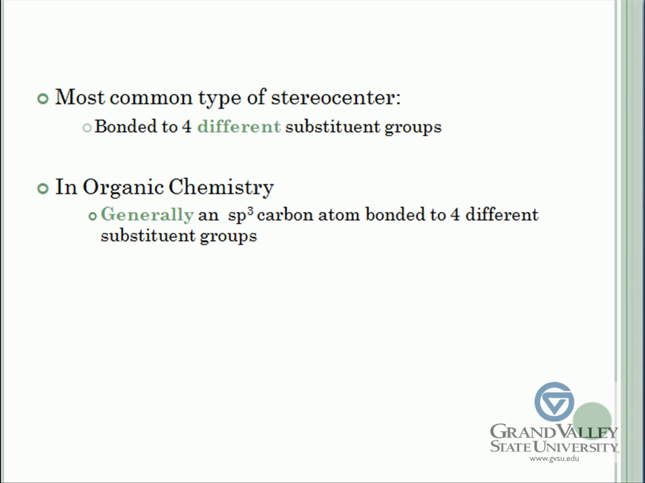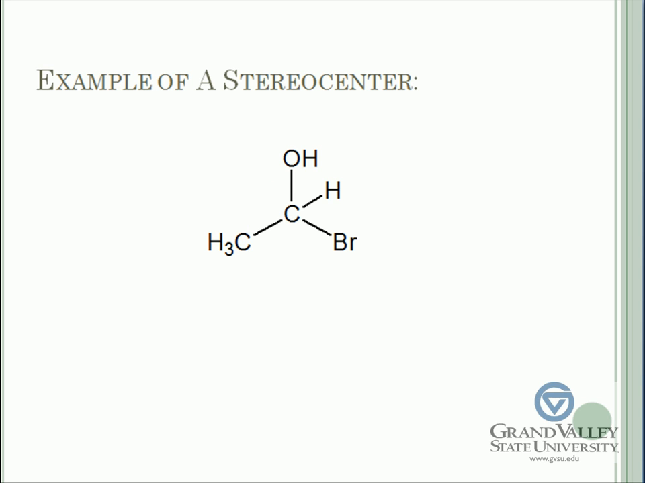The most common type of stereocenter is an atom that is bonded to 4 different substituent groups. In organic chemistry, that generally means we're looking for an sp3 hybridized carbon atom with 4 different groups bonded to it. An example of a stereocenter is the central carbon atom in the following molecule.